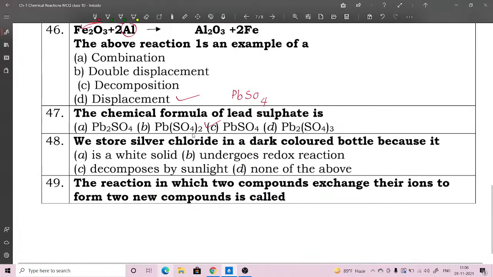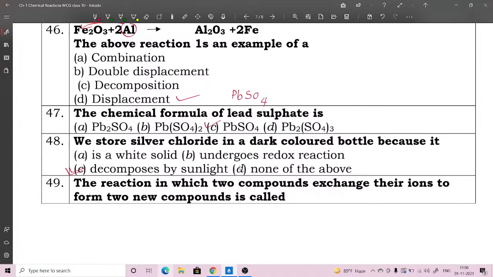We store silver chloride in dark color bottle because it is a white solid, or it undergoes redox reaction, or it is decomposed by sunlight, or none of this. Silver chloride is stored in dark color bottle so that the sunlight is blocked. Because silver chloride reacts with sunlight, it undergoes decomposition. Okay, so to avoid that, it is kept in dark color bottle. So it is decomposed by sunlight. Option number C is correct.